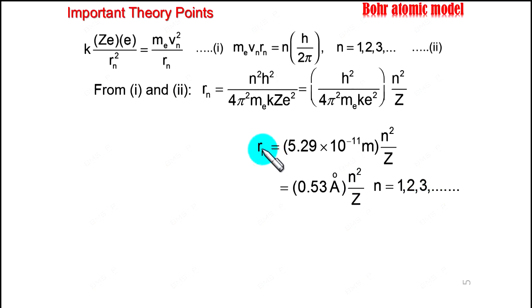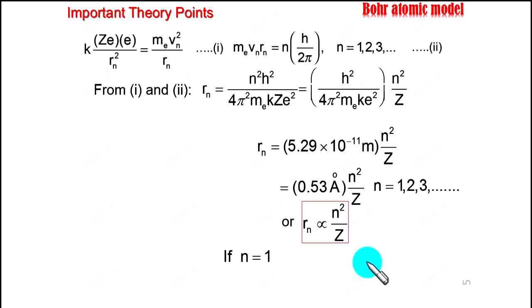Now rn is proportional to n square divided by Z. And if n equal to 1 and, for the hydrogen atom, Z equal to 1, we can observe that the radius for n equal to 1 and Z equal to 1, say this radius is r naught, and this r naught equal to 0.53 angstrom.